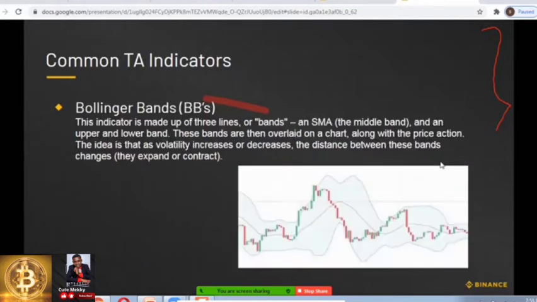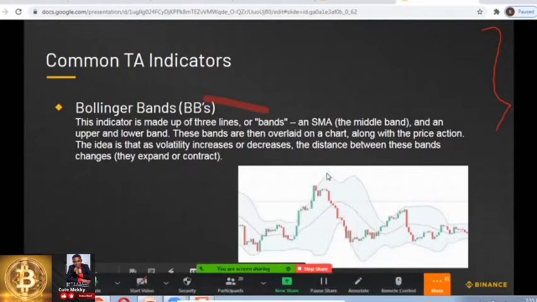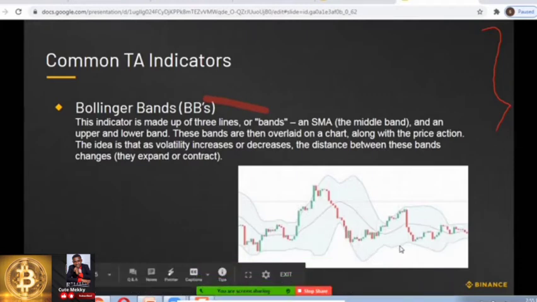Now, the Bollinger Band was discovered by a man called John Bollinger in the 1980s. And it uses a simple moving average, which is the middle one here. The upper line here is called the upper band, while the lower line is called the lower band. The middle line, the moving average, is very simple. Now, the upper and lower lines are a standard deviation from the middle line.